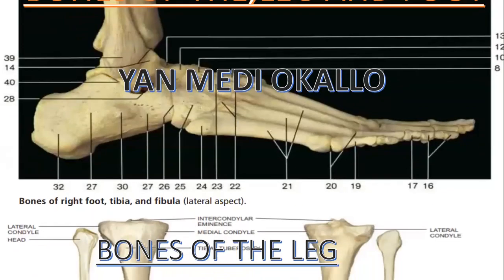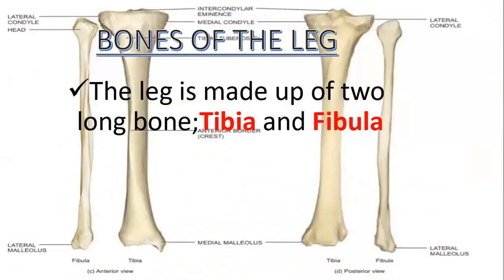So as we proceed, we will start with the bones of the leg. The leg is made up of two long bones, and these are the tibia and fibula. The position of the leg is immediately after the thigh, at the distal part of the lower limb. The leg is made up of these two bones, the tibia and fibula.